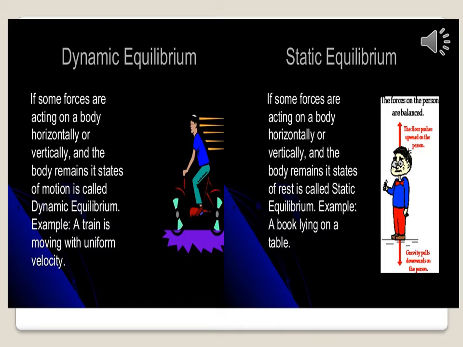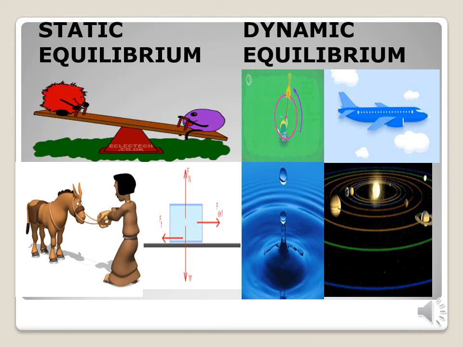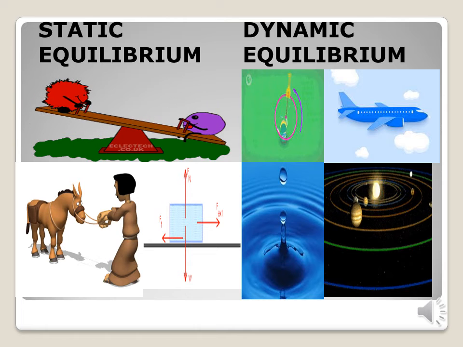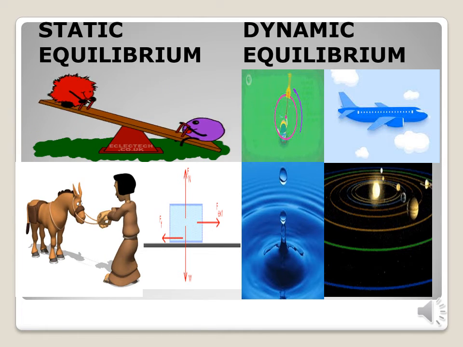So, what is static equilibrium? When a body remains in the state of rest under the influence of several forces, the body is said to be in static equilibrium. Now let's do the dissection of the two kinds of equilibrium. Let's discuss more examples of the two kinds. In this slide, you can see a few pictures related to static equilibrium and dynamic equilibrium. Let's discuss these one by one.